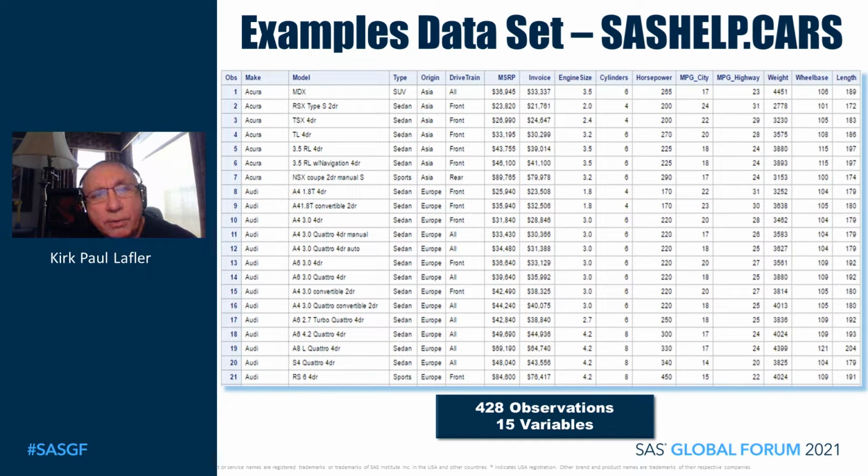Our example code and our example dataset will be the sashelp.cars dataset, which you all have access to in the SAS Help library in SAS Studio. It consists of 428 observations and 15 variables. An image of the first 21 observations or rows appears in this image.